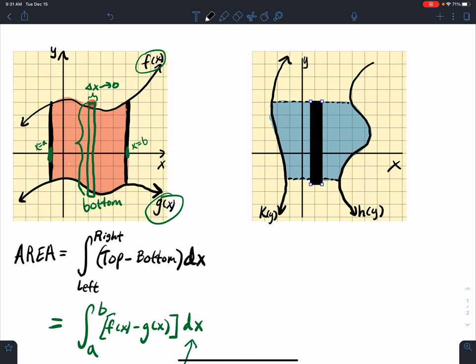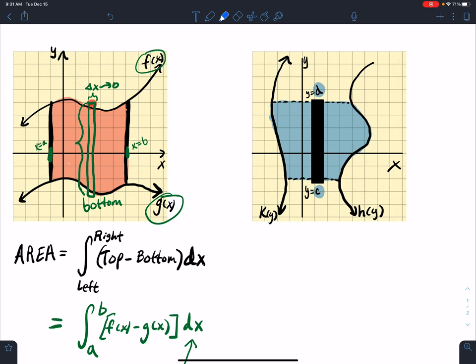Now, the thing is, right here, the area would be easy. It would just be the top minus the bottom. Well, what is the top minus the bottom here? The top, maybe this is line y equal to d, and this is line y equal to c down here, right? Okay. So what would the top minus the bottom be here? It would just be top minus bottom, d minus c there.